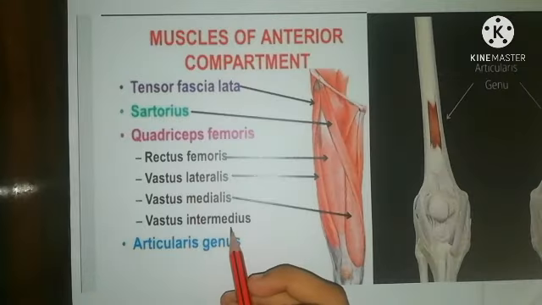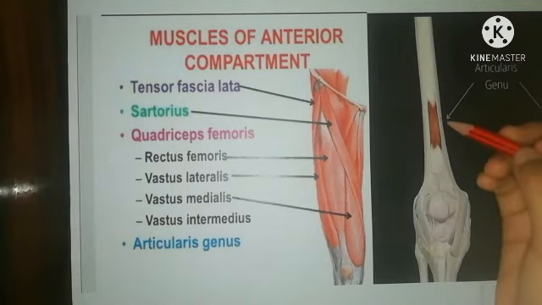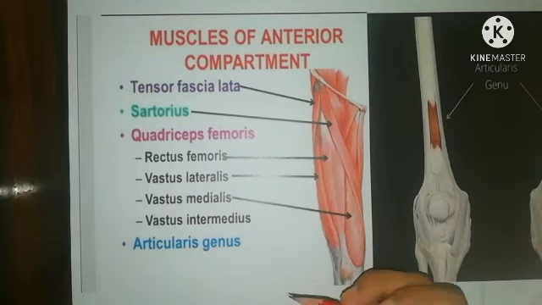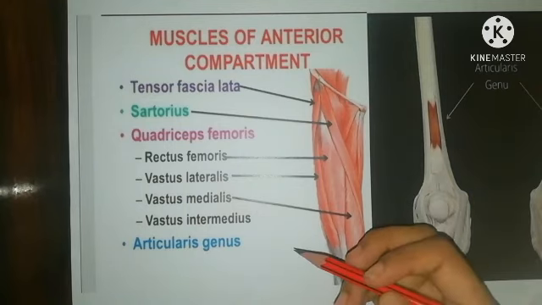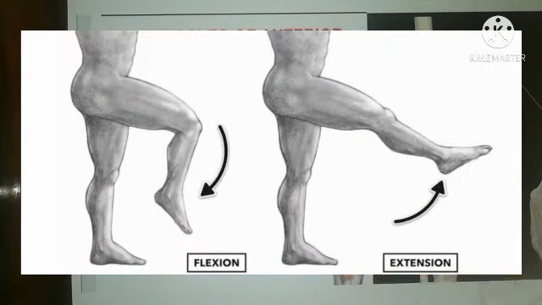Vastus intermedius. The origin of this muscle is from the shaft of the femur. The insertion is in the base of the patella again. The nerve supply is femoral nerve again, and the action of this muscle is extension of the knee joint.